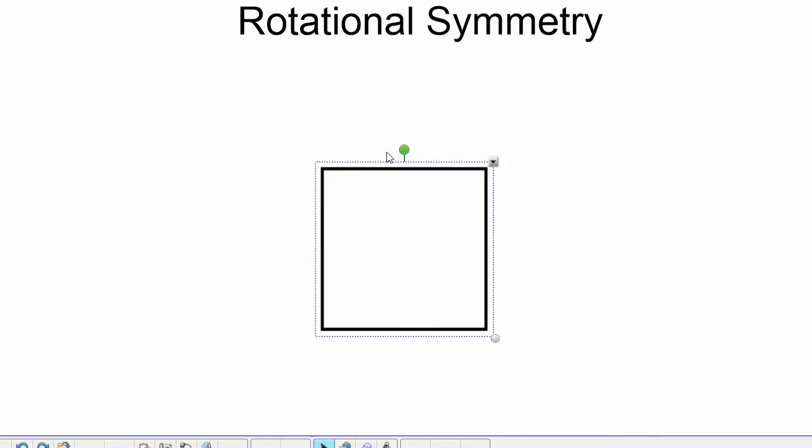Okay, so this has rotational symmetry. We say rotational symmetry order 4. Okay, so in the question it might say, what is the order of rotational symmetry? And our answer is order 4.